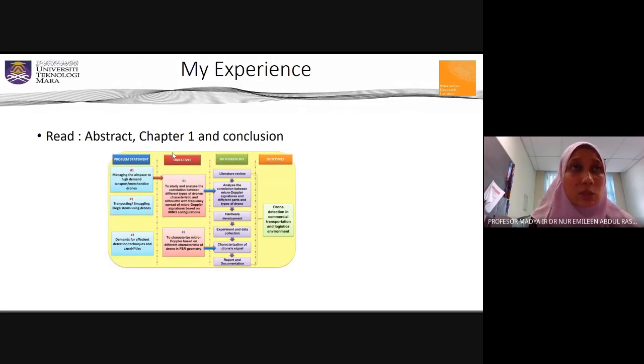Next, saya akan baca objektif dia. So objektif ni suit tak dengan dia punya problem statement? Kena tak? So kalau kena, okay.